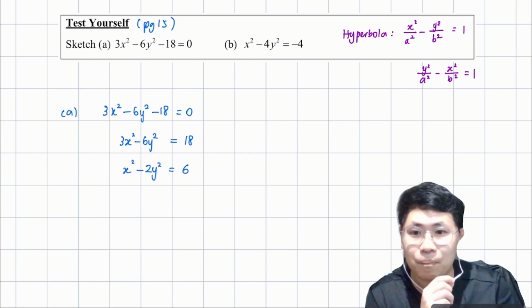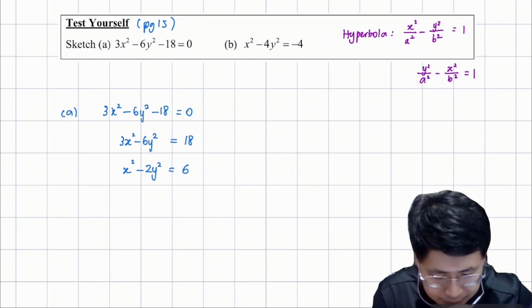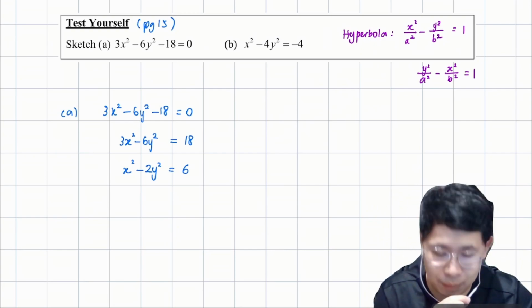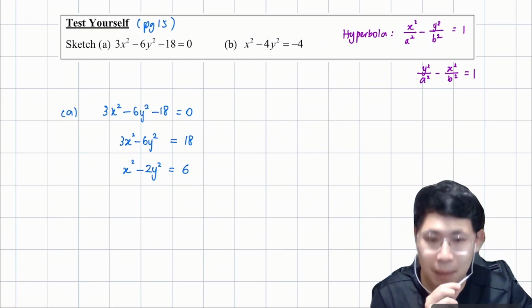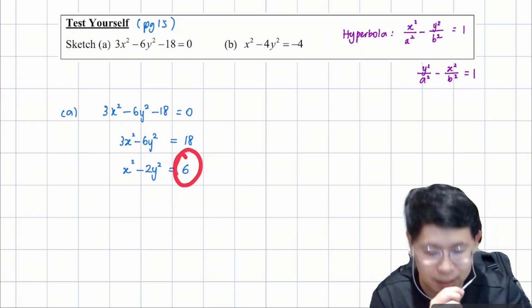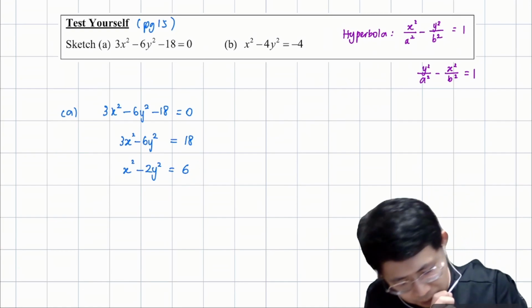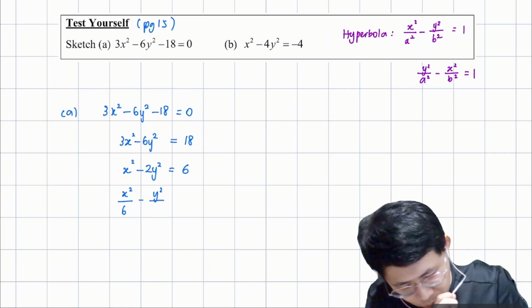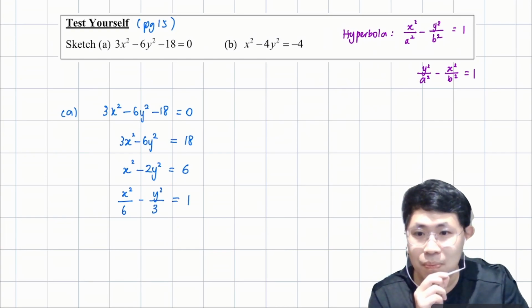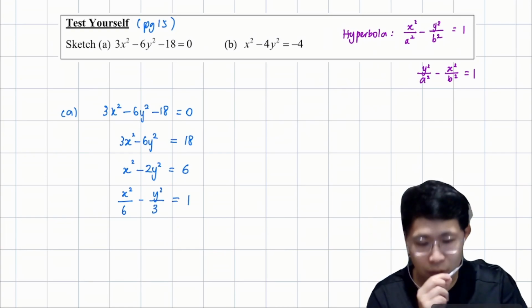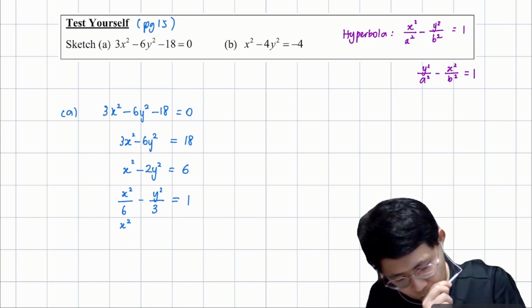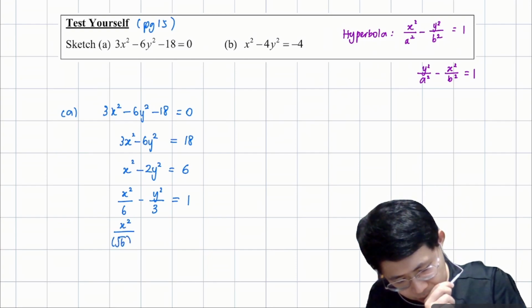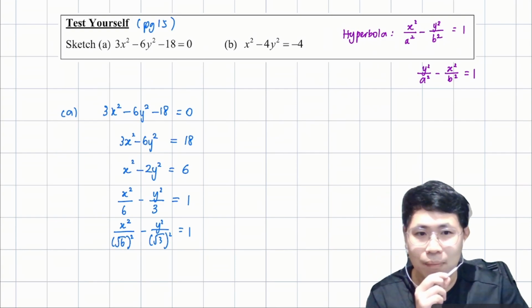Divide by 3. Okay, now the next thing that we're going to do is I am going to divide everything by 6, because I need to make the right hand side 1. So over here I have a x square over 6 minus y square over 3. This is equals to 1. Then we write it out in a square form. So over here I have a x square over root 6 square minus y square over root 3 square. So this is equals to 1.